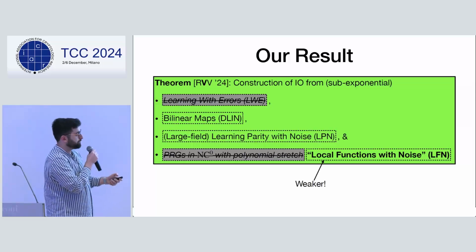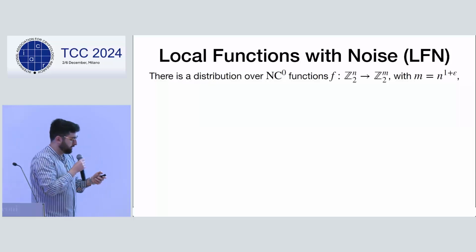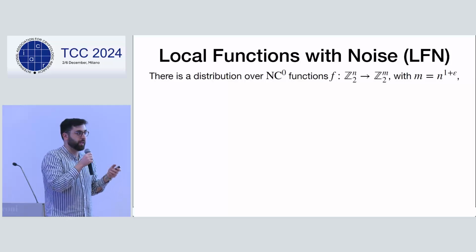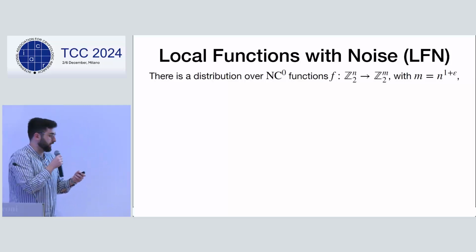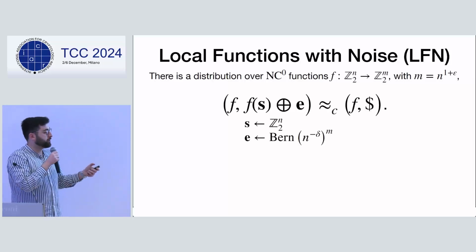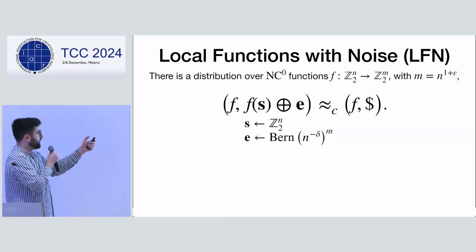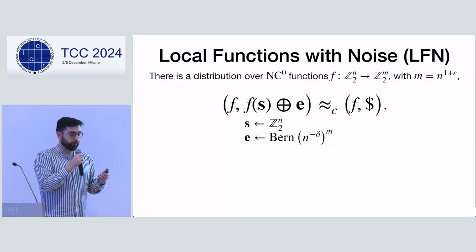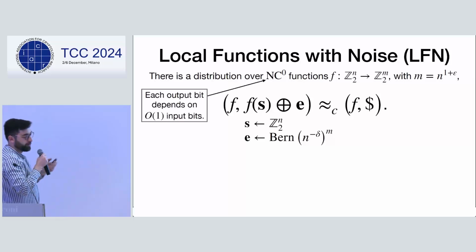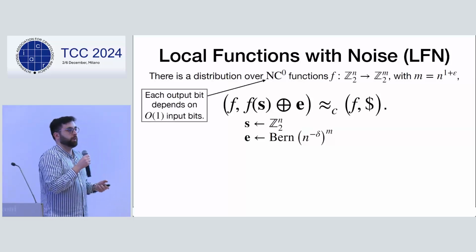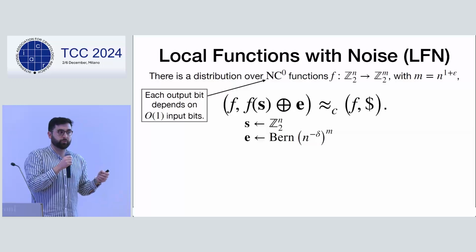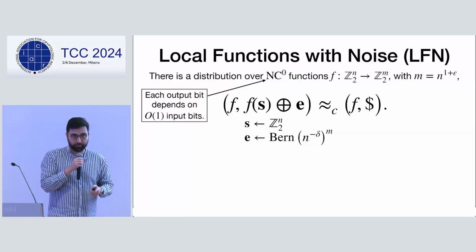Local functions with noise? It could be described as follows. It says that there's some distribution over NC0 functions f going from n bits to m bits, where m is polynomially larger than n. And it says that if you look at f applied to some random n-bit string, and you XOR it with some very sparse noise, so like inverse polynomial probability of each coordinate of the noise being 1, that should look pseudorandom. And here, just as a reminder, an NC0 function is one where every output bit of the function depends only on a constant number of input bits. So this is a very strong restriction on the class of functions f that we allow here.